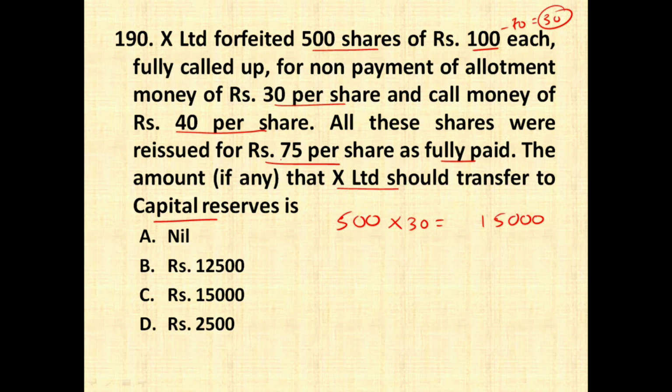Now you are reissuing the share at 75 rupees per share. So the value of the share was rupees 100. It has been reissued at discount. So the loss in this case is rupees 25. 100 rupees share, if you are selling at 75, 100 minus 75, 25 rupees is going to be lost. So 500 into 25, 25 into 5, 125. So 12,500. So 15,000 you have collected, out of which 12,500 you are giving discount. So remaining value, that is 2,500, is going to be transferred to capital reserve.